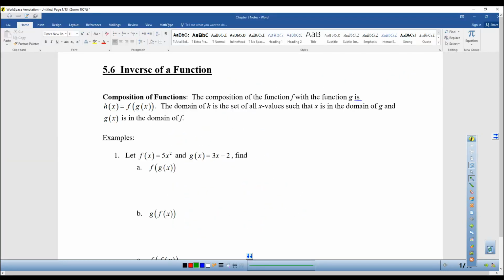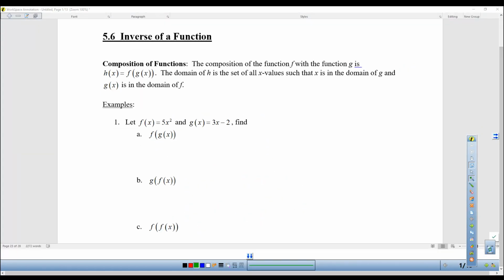So let's go back to our problems. f of x is equal to 5x squared, and g of x is equal to 3x minus 2. I want f of g of x. So as soon as I see f of, I think I want 5, and I'm going to replace the x with something. What am I going to replace it with? With g of x, 3x minus 2.